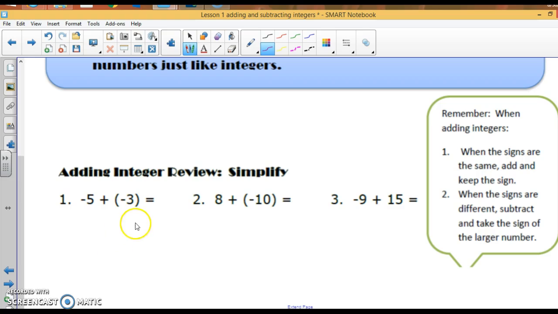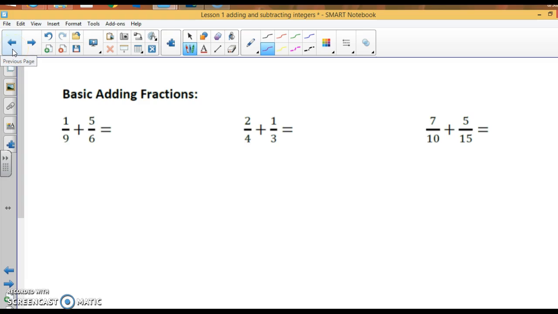-5 plus -3 is -8. When the signs are the same, you add and keep the sign. 8 plus -10 is -2. They're different, so I subtract and keep the sign of the larger, and this will be -2. All right. Now, fractions, basics.